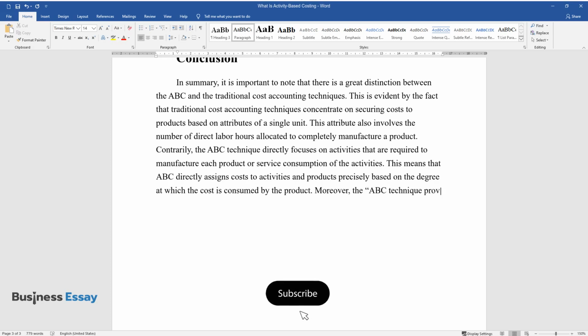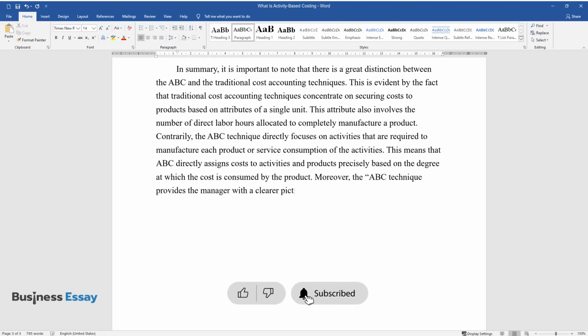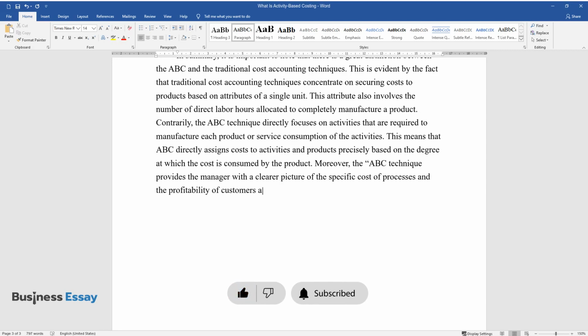Moreover, the ABC technique provides the manager with a clearer picture of the specific cost of processes and the profitability of customers and products.